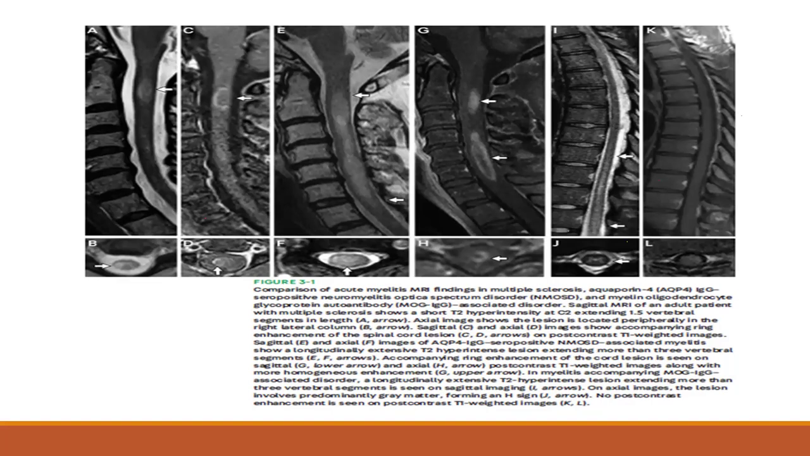So some of the MRI features comparing MS in pictures 1 and 2, NMO in pictures 3 and 4, and MOG in pictures 5 and 6. If you can see, there is a short segment T2 hyperintensity that is enhancing on gadolinium post-contrast T1. Here there is a longitudinally extensive transverse myelitis that is again enhancing on gadolinium post-contrast T1. Here there is a longitudinally extensive transverse myelitis, but no contrast enhancement is seen on gadolinium. This is MOG.